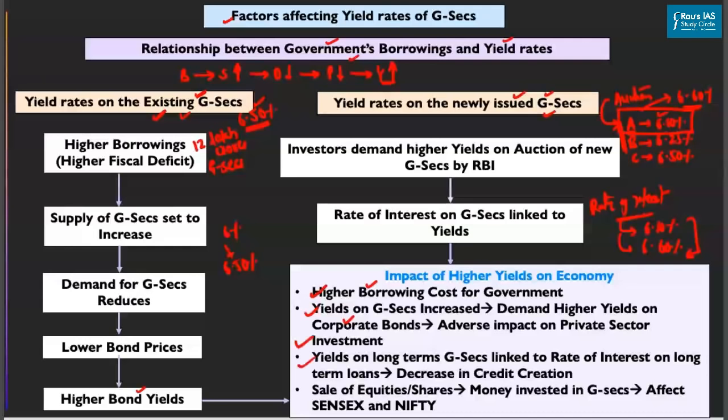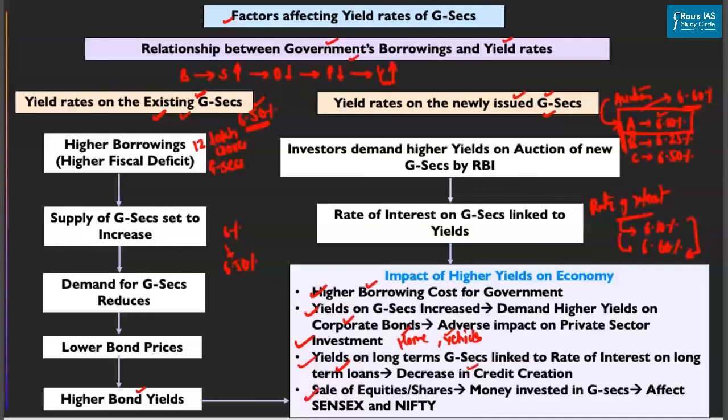Next, the yield rates on the long-term government securities have been linked to the rate of interest on the long-term loans, such as the home loans, vehicle loans, and so on. So if the yield rates on the long-term government securities increase, obviously the rate of interest on the home loans, the rate of interest on the vehicle loans, and so on would increase. And as the rate of interest in the Indian economy increases, this would have an adverse impact on the credit creation. And mind you, here we are talking about the increase in the rate of interest, particularly when the Indian economy is facing recession, and hence a decrease in credit creation would prolong the economic recession even further. So the rising yield rates are undoubtedly a danger for the Indian economy.